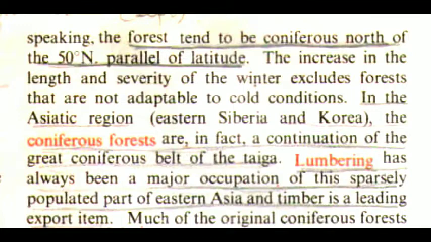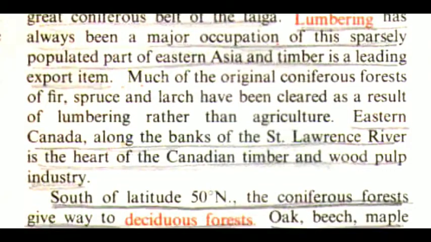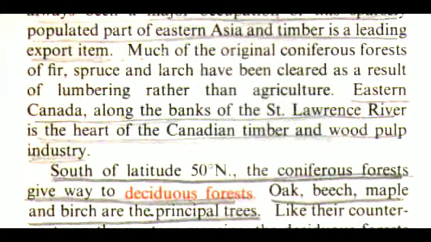In the Asiatic region, Eastern Siberia and Korea, the coniferous forests are in fact a continuation of the great coniferous belt of the taiga. Lumbering has always been a major occupation of this sparsely populated part of Eastern Asia, and timber is a leading export item. Much of the original coniferous forest of fir, spruce, and larch has been cleared as a result of lumbering rather than agriculture. Eastern Canada, along the banks of the St. Lawrence River, is the heart of the Canadian timber and wood pulp industry.